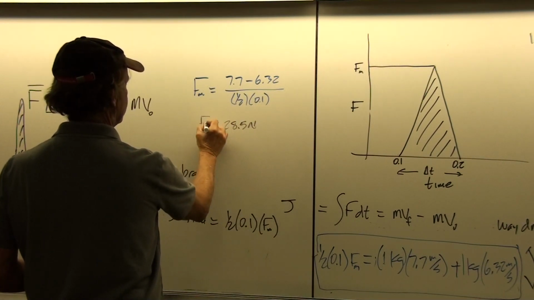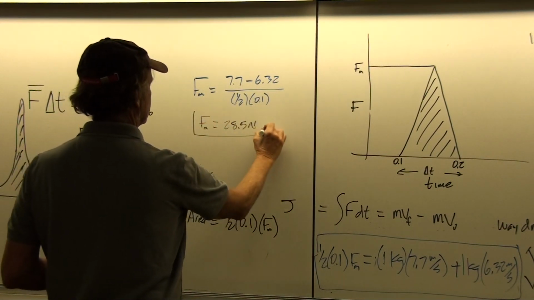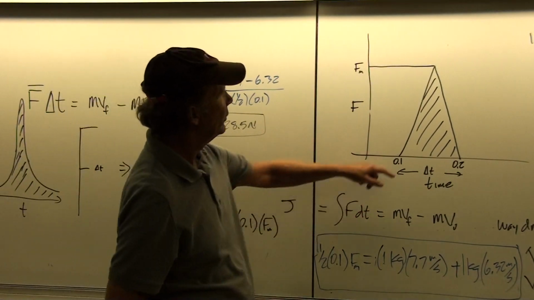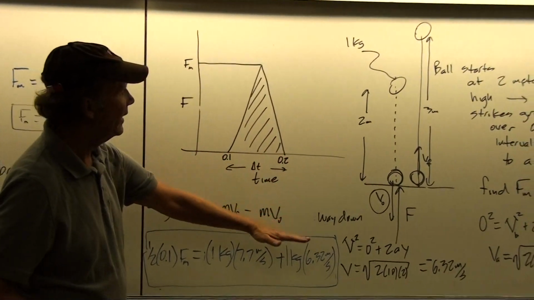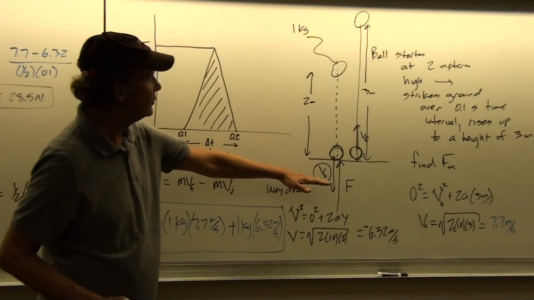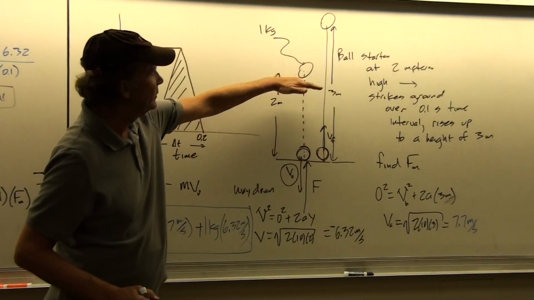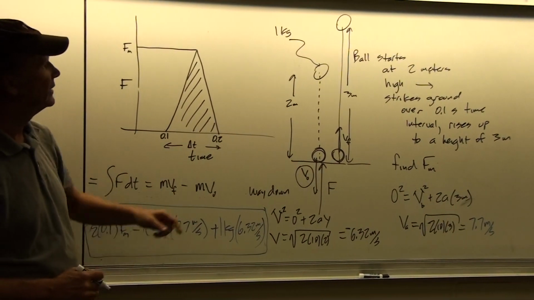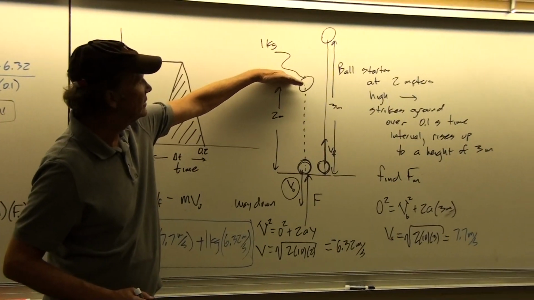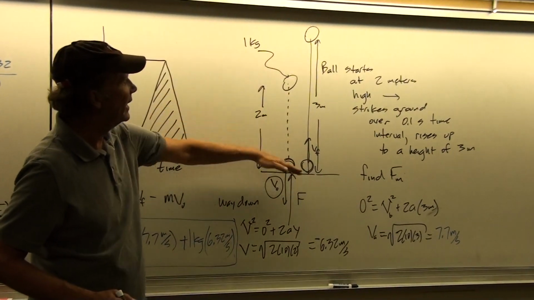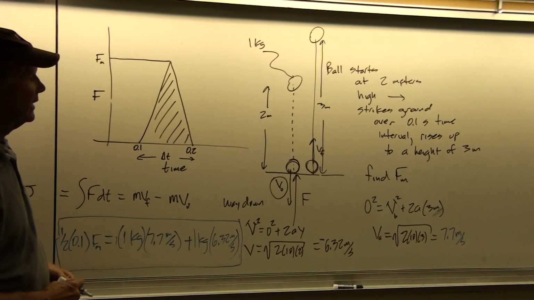That's the maximum force in this variable force problem, and that is the force that is required by the ground to be applied to the mass, so that if it starts at 2 meters high, it will bounce back up to a height of 3 meters high.